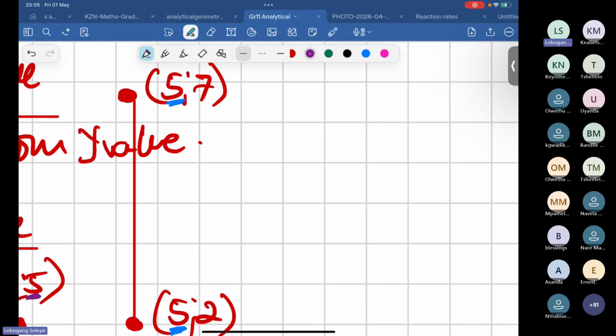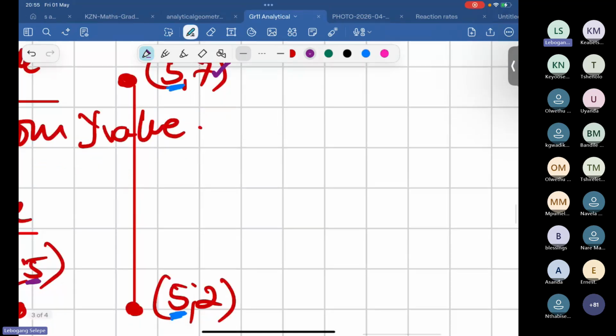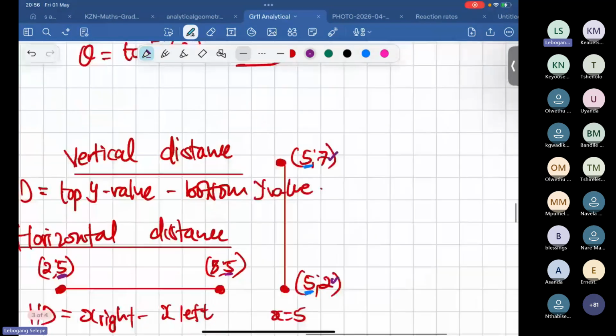So basically, to find the distance between these 2 points, you take the top y value and subtract the bottom y value. You take this y value here, you subtract this y value here, then you automatically have the distance between the 2 points. You can substitute these 2 points in the distance formula and it's still going to give the same answer, but if you just remember that in your exam, take the top y value minus the bottom y value, and then you're going to get the answer. Only and only if it's vertical distance. And that's what I wrote here.